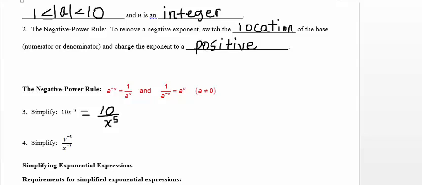If I want to simplify y to the negative eighth over x to the negative fifth, I am going to need to change the position of both bases. My x is going to come in the numerator. The power on x, therefore, is going to change from a negative to a positive 5. Y is going to go in the denominator, and the power on y changes from a negative to a positive 8. So that would be how I would simplify that.